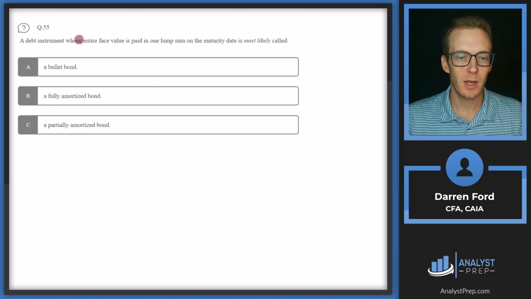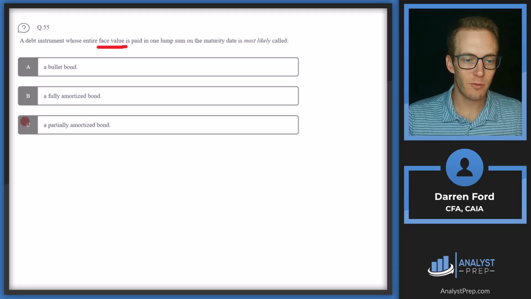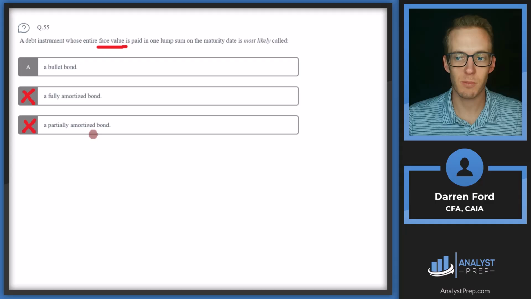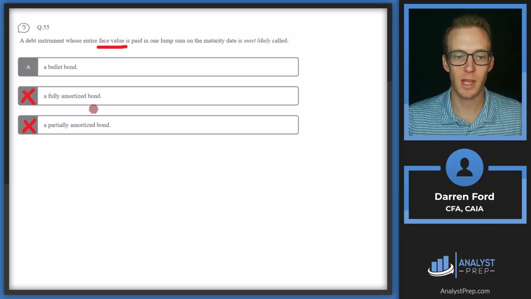Question 55. A debt instrument whose entire face value is paid in one lump sum on the maturity date is most likely called. So entire face value meaning the entire principal paid in one lump sum at the maturity date. What's that called? A, bullet bond, B, fully amortized bond, or C, partially amortized bond. So we can get rid of C and B, and that's because in a fully amortized bond and in a partially amortized bond, we're going to be paying that principal down over time with each payment. So if it's monthly or quarterly payments, some portion of that payment is going to be interest, some portion of that is going to be principal.